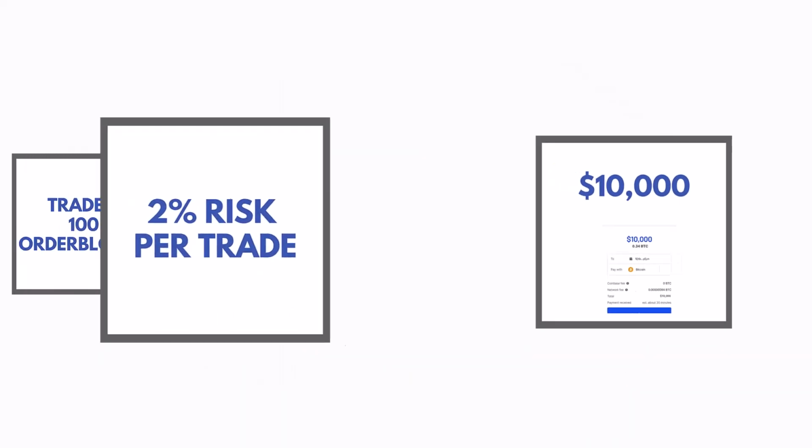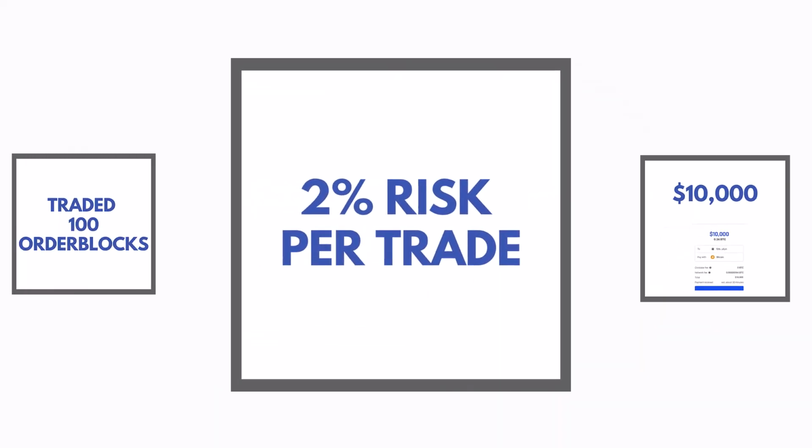I started with a live account of $10,000. For each trade, I risked exactly 2% of my account because that's enough to generate meaningful returns when we are right, but not so much that a losing streak will devastate my account. This is crucial because, as you will see later, even the best order blocks don't work 100% of the time.